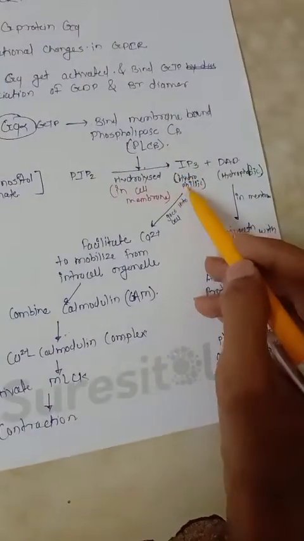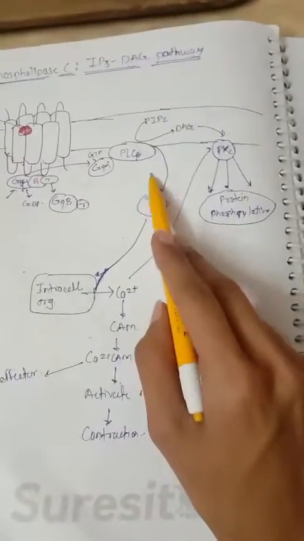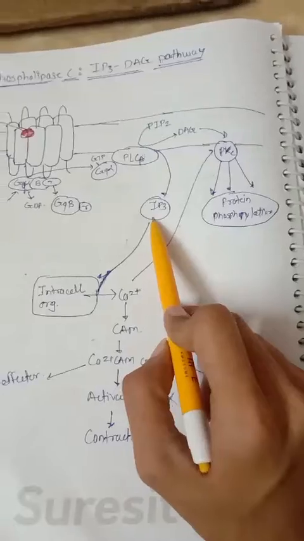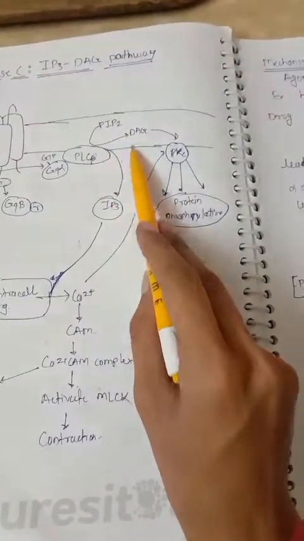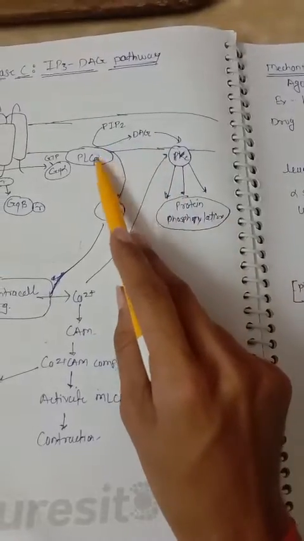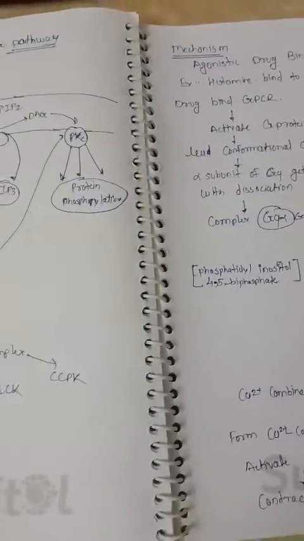This IP3 is hydrophilic in nature, and this DAG is hydrophobic in nature. Okay, the IP3 is hydrophilic in nature, so it will come into the cell, and the DAG is hydrophobic in nature, so it will remain in the cell membrane.